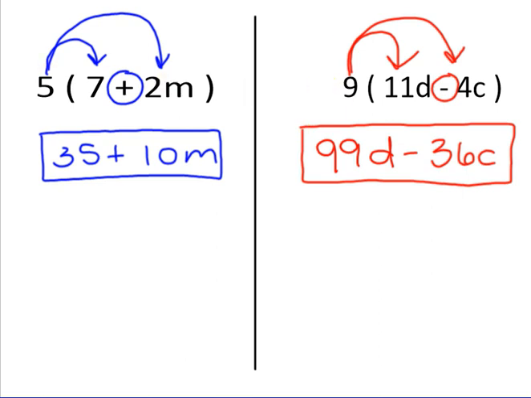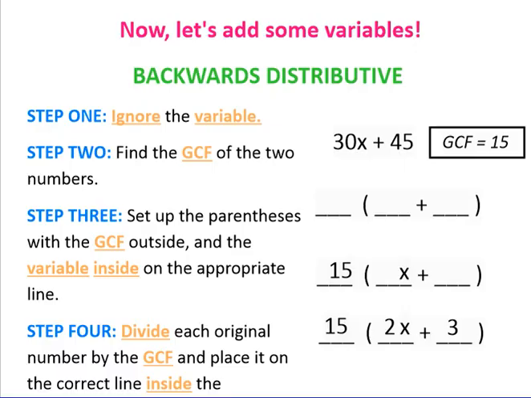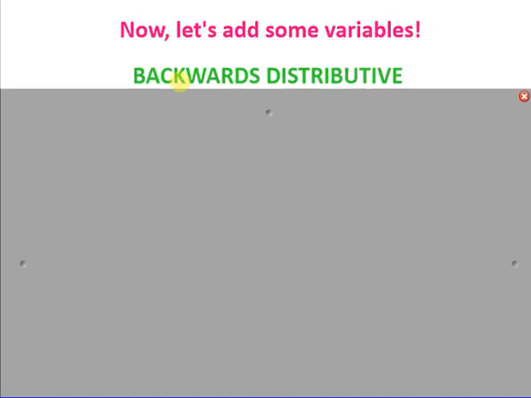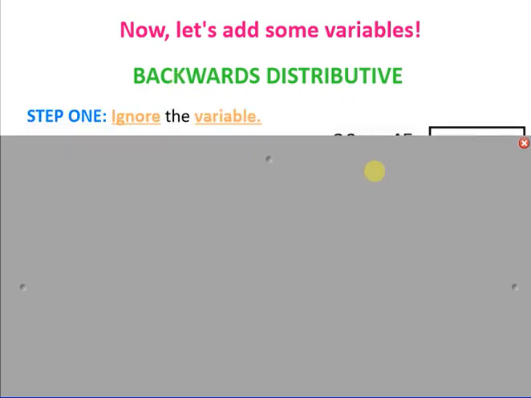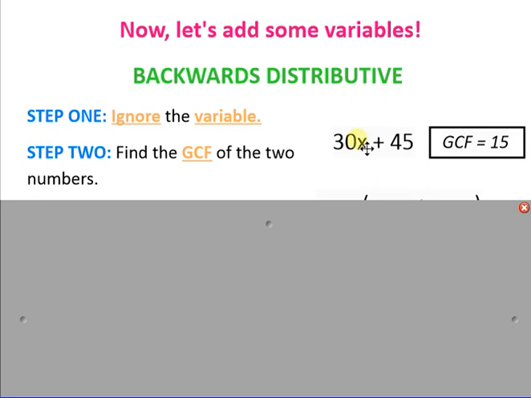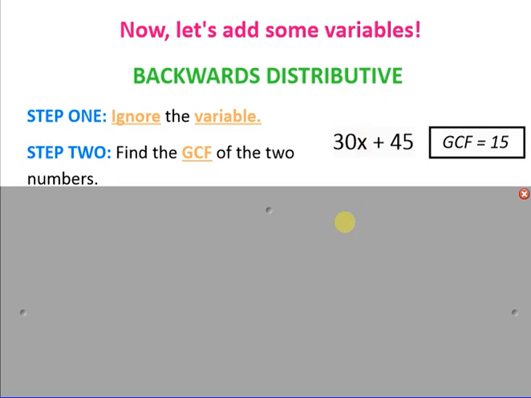It doesn't matter. All right, so now that we've done some forwards distributive property, I'm going to go back and now show you backwards distributive property with variables. It is very, very similar to normal backwards distributive property. All I'm doing is adding in a variable. So, step 1, you're going to ignore the variable, okay? Step 2, you're going to find the GCF of the two numbers. That's the same thing that you've been doing.